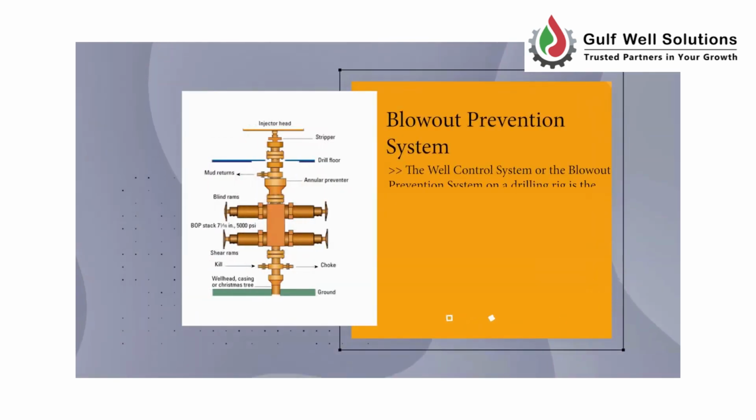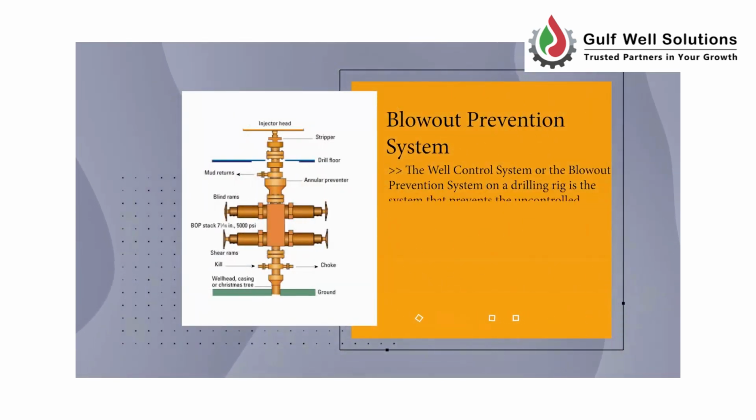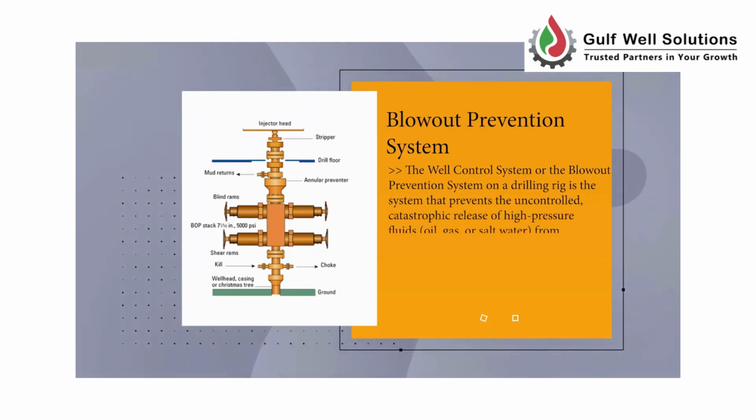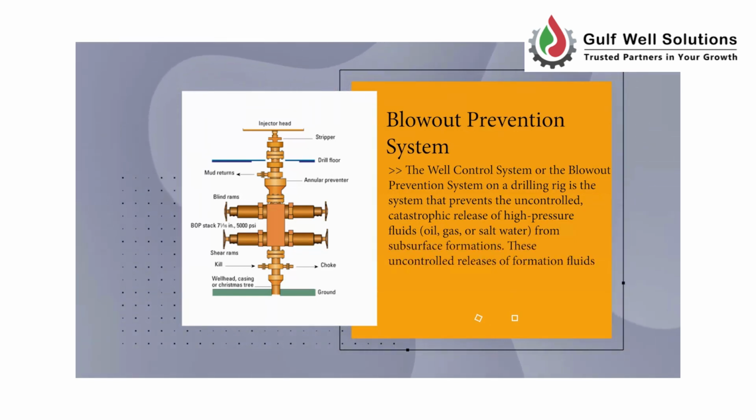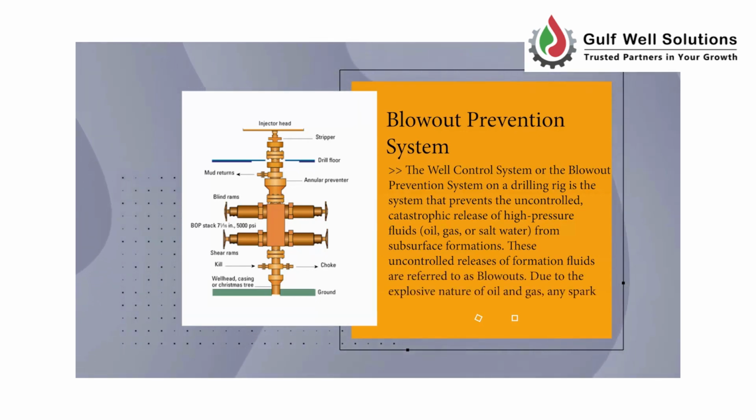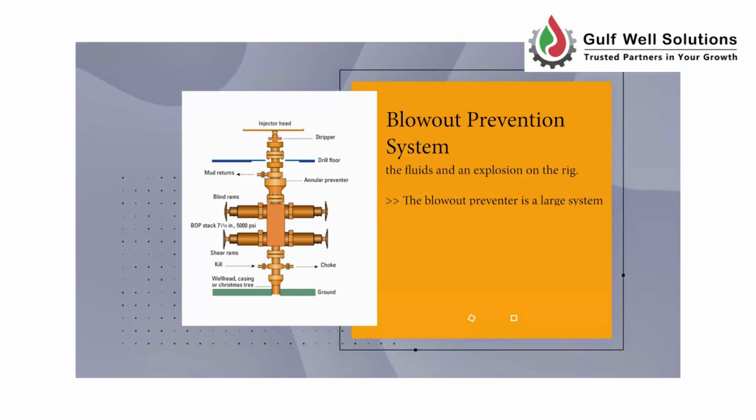Blowout prevention system. The well control system or the blowout prevention system on a drilling rig is the system that prevents the uncontrolled, catastrophic release of high-pressure fluids, oil, gas, or salt water, from subsurface formations. These uncontrolled releases of formation fluids are referred to as blowouts. Due to the explosive nature of oil and gas, any spark on the surface can result in the ignition of the fluids and an explosion on the rig.